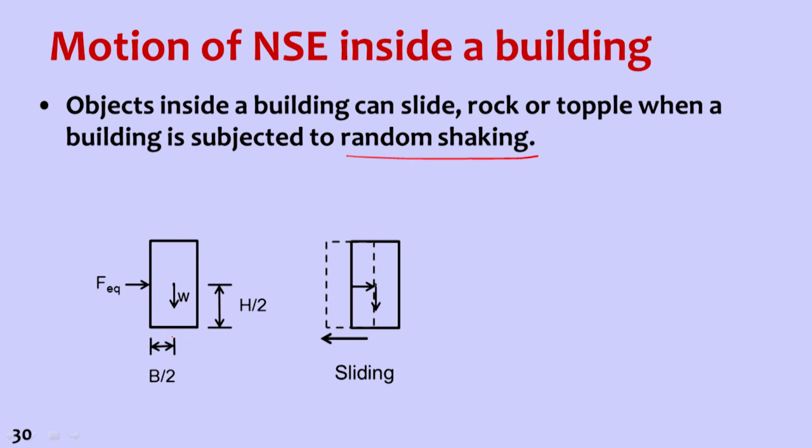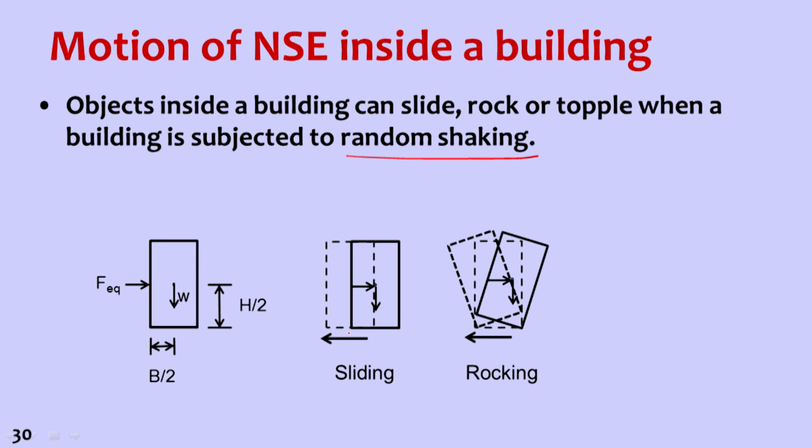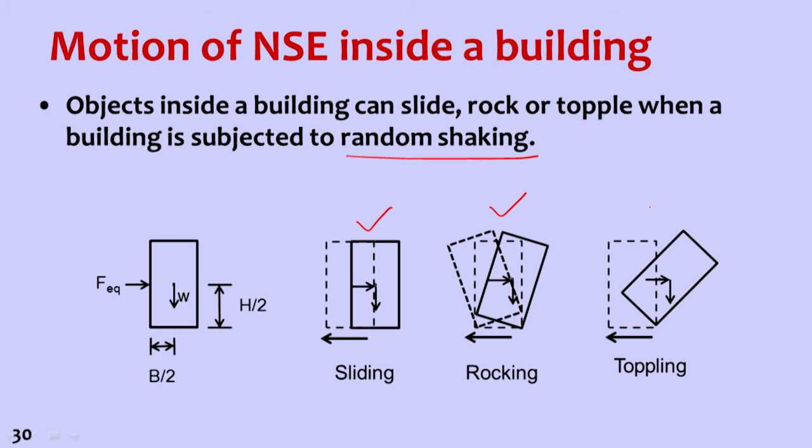So if sliding means what? When the motion is given, it slides in the horizontal direction. Then it can also rock depending on certain conditions which we will discuss. And then the third one is topple. So it can slide, it can rock, or it can topple. All these three things we need to avoid.